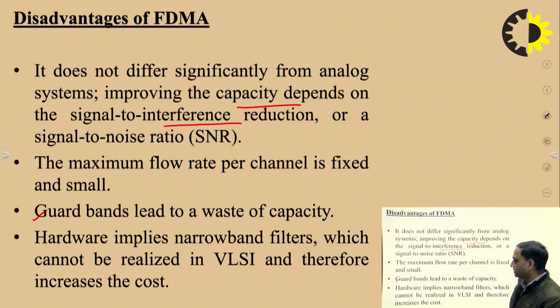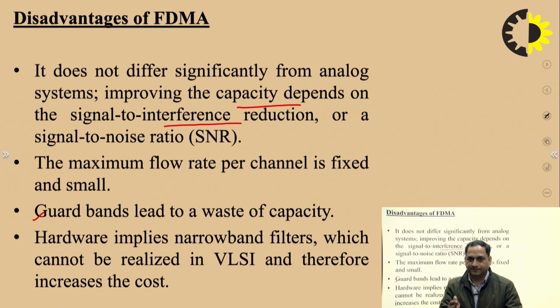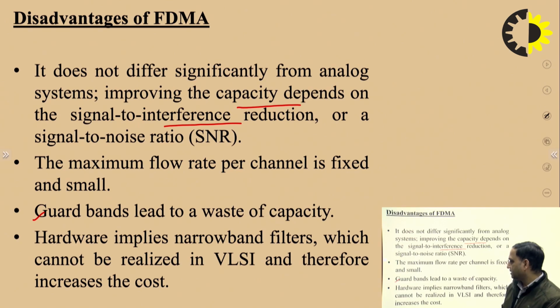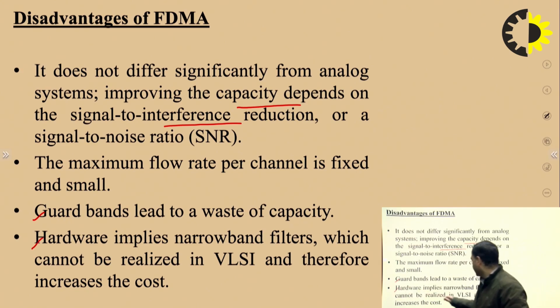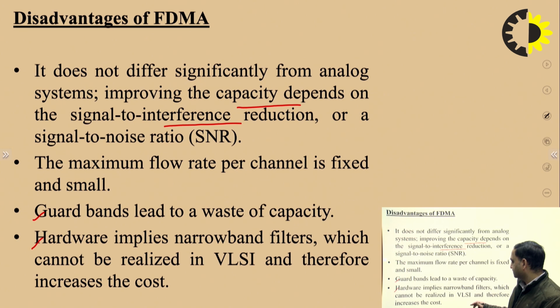As I mentioned in the previous slide about the synchronization and framing purposes, different bits are used. In the case of the FDMA system, when we combine the different bands of frequency, we have to put a band gap between two frequencies like f1 and f2 to reduce the ISI. So these guard bands lead to a waste of the capacity as well. Hardware implies narrower band filters which cannot be realized in VLSI, and therefore increases its cost. So these are the disadvantages of the FDMA system.